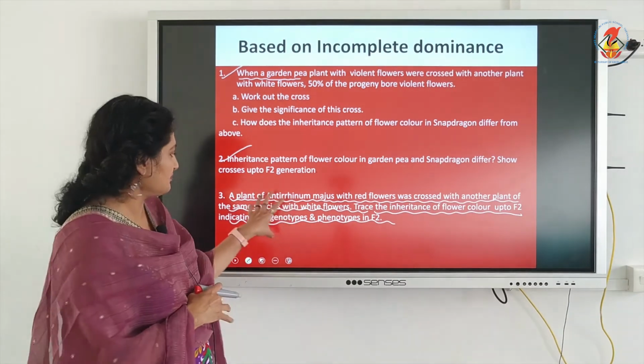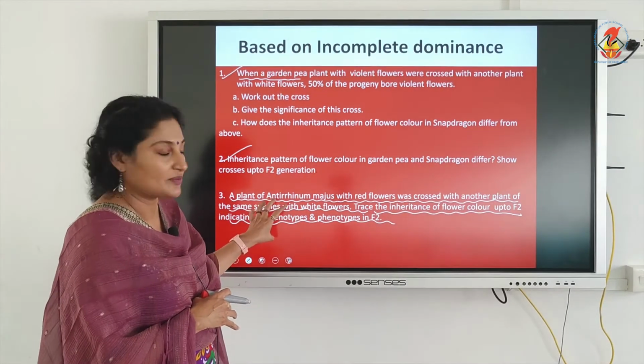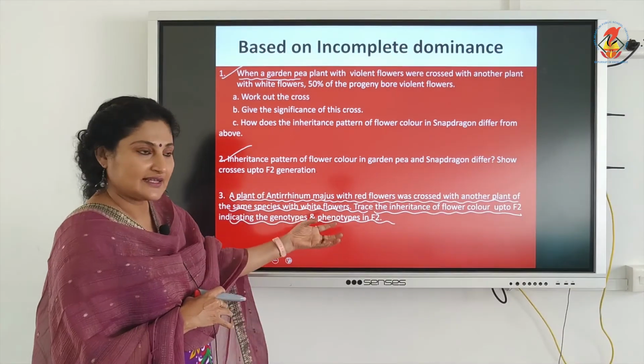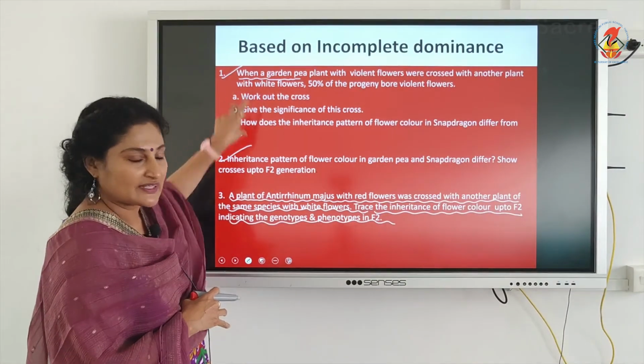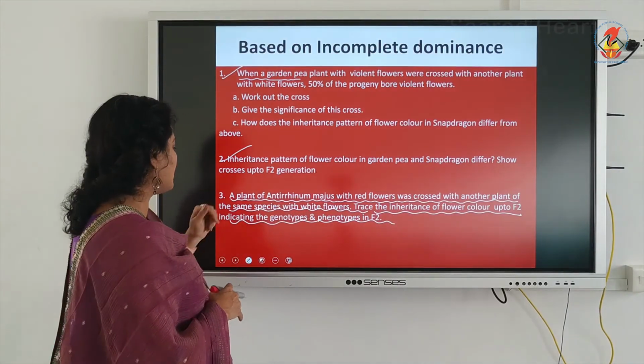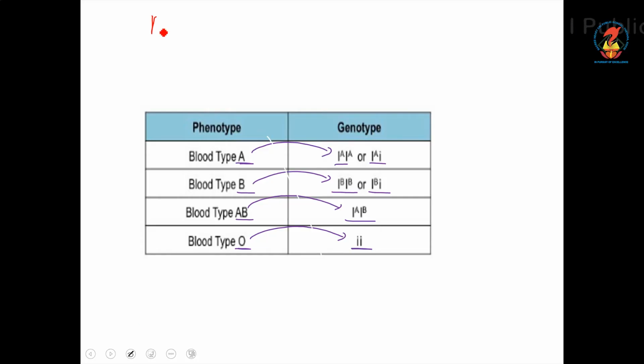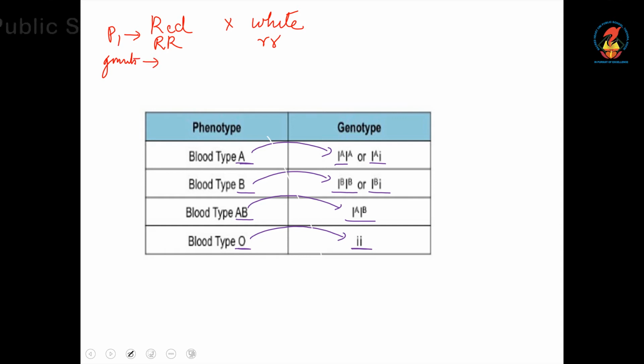The third one is the simplest direct problem, but the only thing is, it does not come directly this way; it comes in the other version, which is 1 and 2. Let me first solve the simple problem. I am using the space: a red flower is crossed with a white flower, and we know the genotype, capital RR, is crossed with white, small r small r. These are the parents. Here we indicated phenotype and genotype. Now the gametes: here the gamete is capital R and here the gamete is small r. You cross it, you get pink flowers.